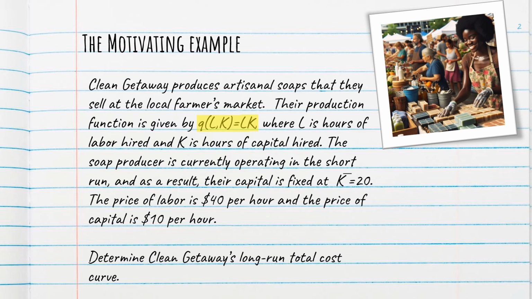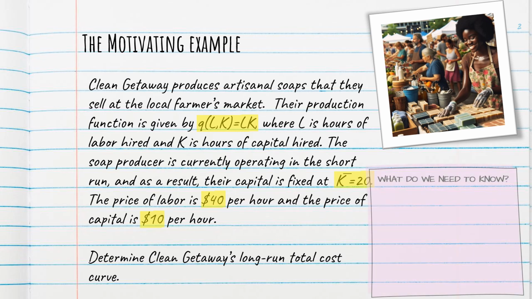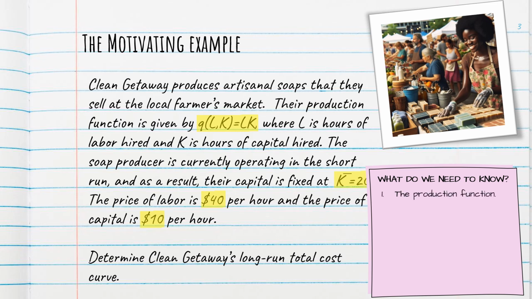The soap producer is currently operating in the short run, and as a result, their capital is fixed at 20 units. We're also told that the price of labor is $40 per hour and the price of capital is $10 per hour. Our goal is to determine Clean Getaway's short-run total cost curve. What do we need to know to determine this? We need to know the production function as well as the amount of the fixed input.